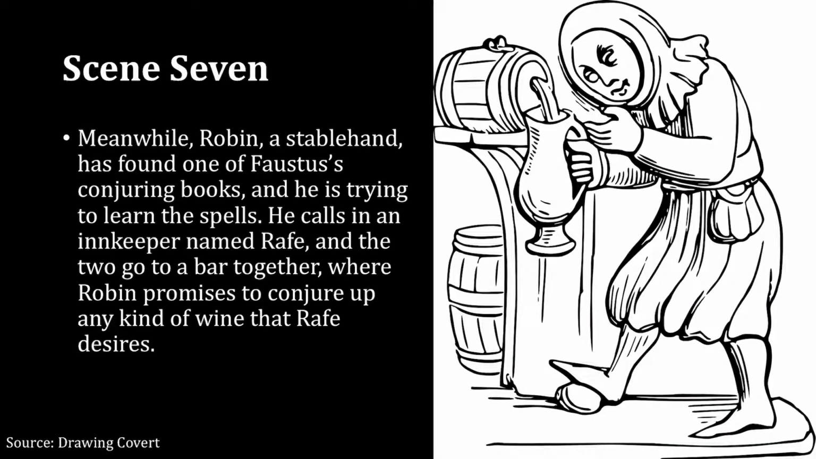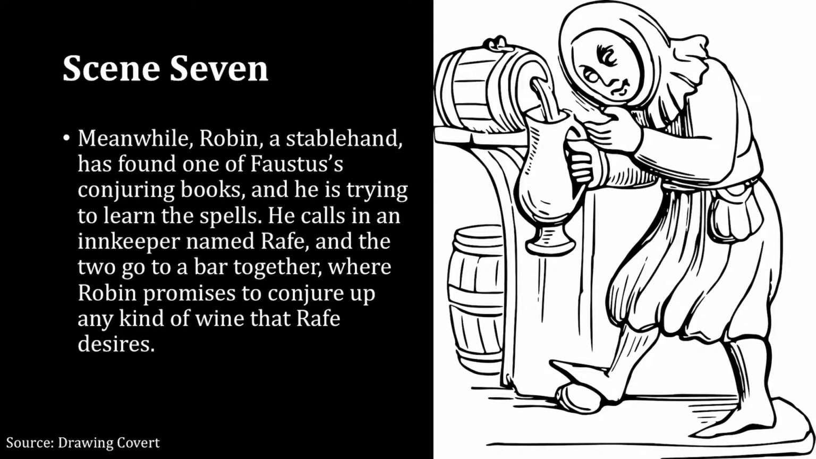In scene 7, Robin, a stable hand, has found one of Faustus's conjuring books, and he's trying himself to learn the spells. We find that this is something that is seen as very alluring, not only to Faustus, but even to others in different classes to him.